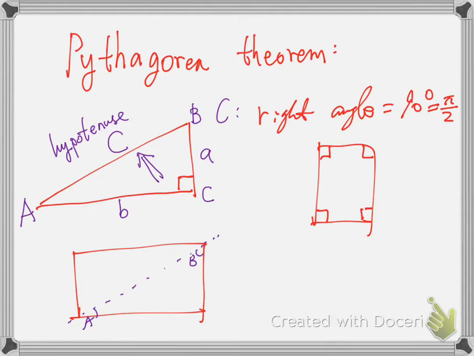Now, what's the Pythagorean theorem? The Pythagorean theorem is about the lengths of right triangles. We have a squared plus b squared is c squared. So the c side is the most important one, the longest one, the hypotenuse. The Pythagorean theorem is the relation of the lengths of the sides of right triangles.